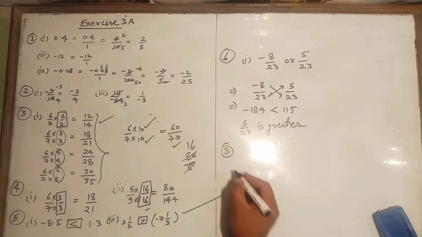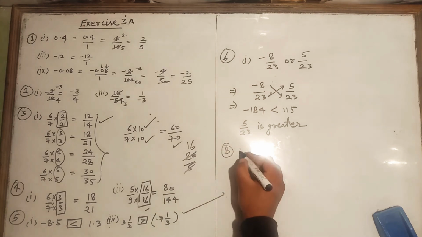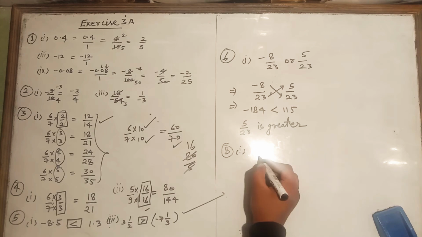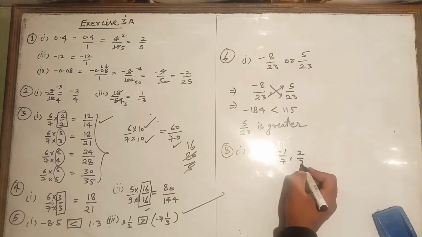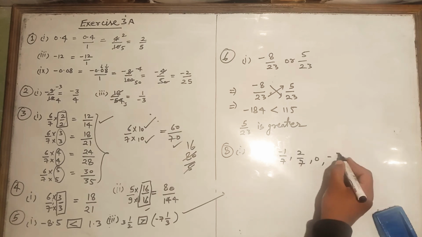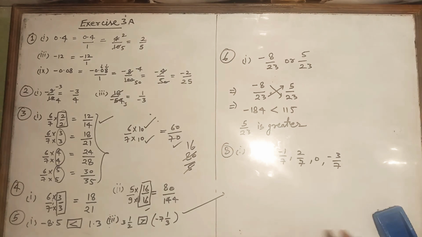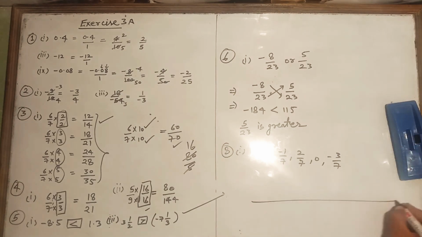Question number 8 is graph the rational numbers on the number line. First part is 4 upon 7, minus 1 upon 7, 2 upon 7, 0, minus 3 by 7. So how will you do it? Just draw a number line right here.